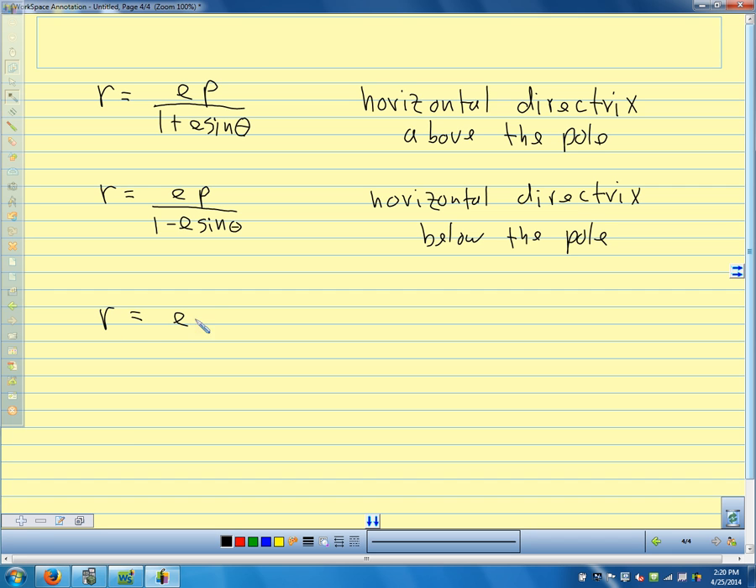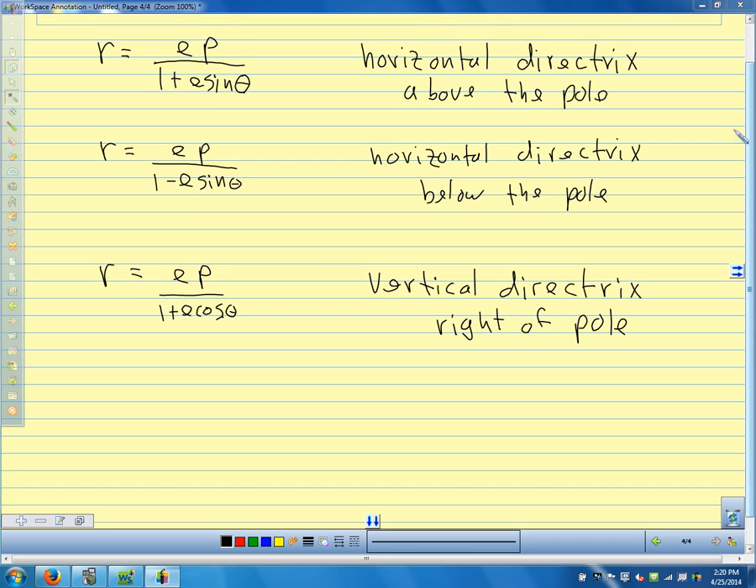So if we have r equals ep over 1 plus e cosine theta, we have a vertical directrix because our axis is horizontal, to the right of the pole. And then we switch it around if we have a minus sign.